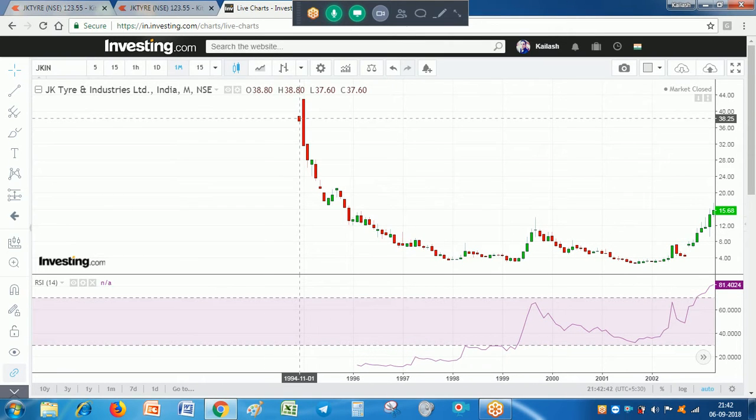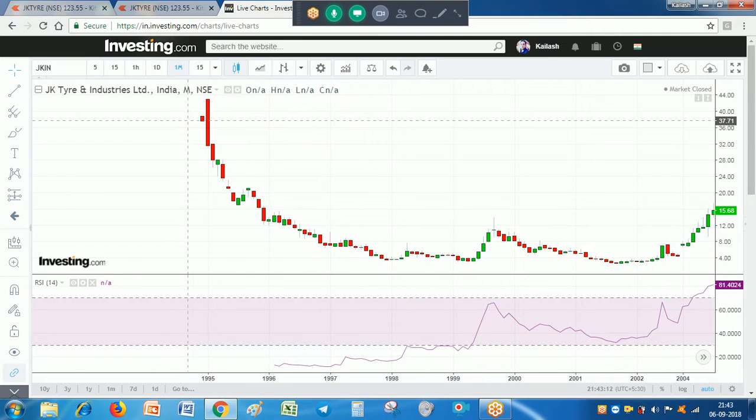Its listing price: it opened at 38.80, high was 38.80 again, open was equal to high, and low was 37.60. This is for the whole month actually. It was the month of November, 1st of November 1994. So you could see there is a very small red candle friends. This is a 1 month candle actually. Each candle is of 1 month, because I have opened this stock in the monthly chart.